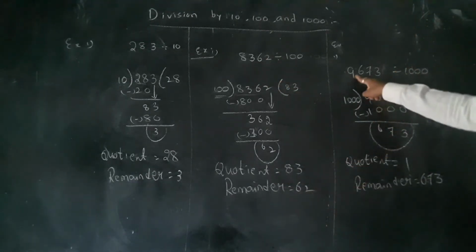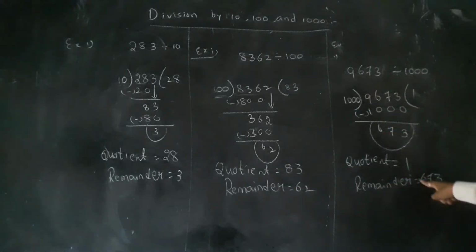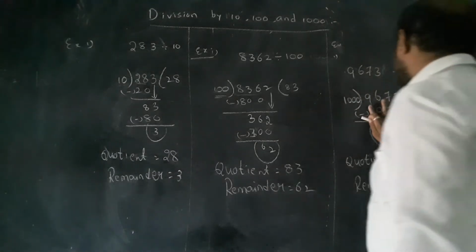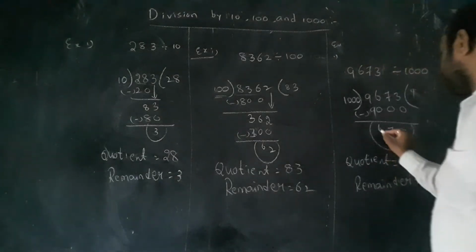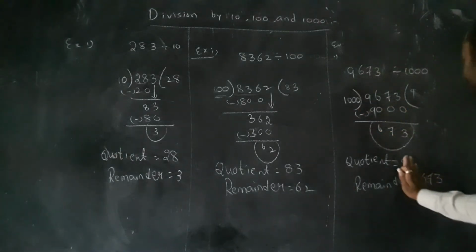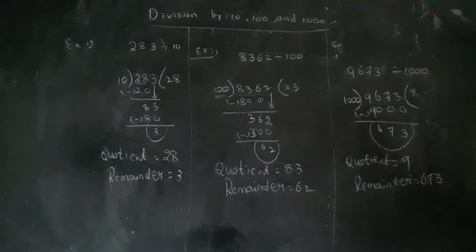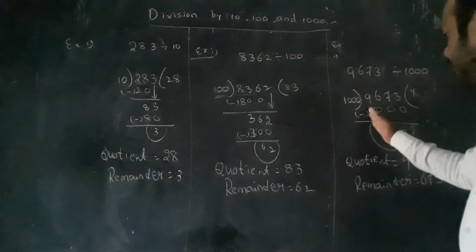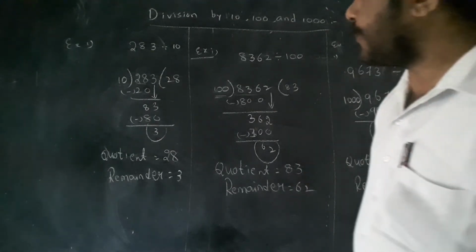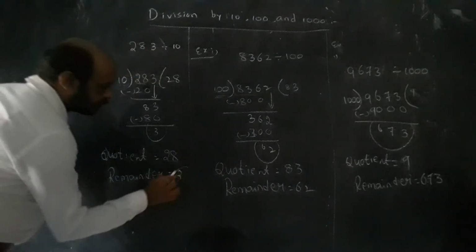See here, 9673 is there. Okay, 9. Here 9, 9673. The same digits are there, but it will be divided somewhat. Meaning what? Here see, 10 is there. The remainder we got is 3.